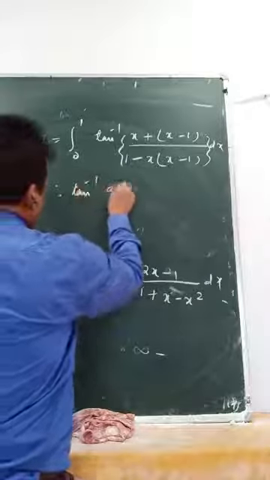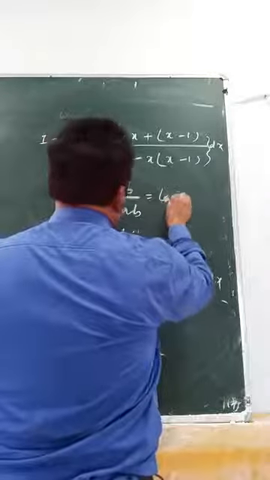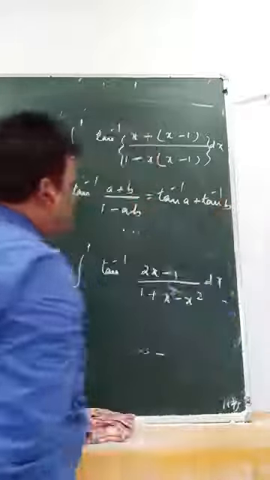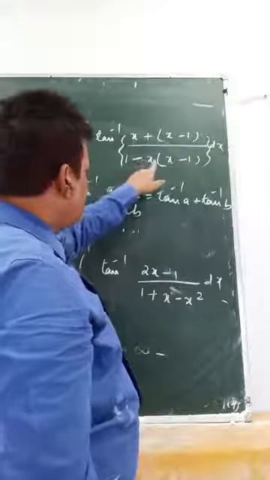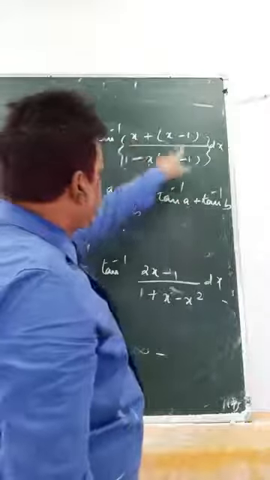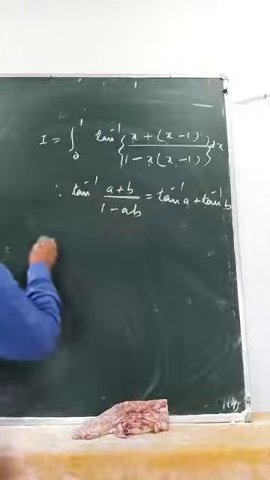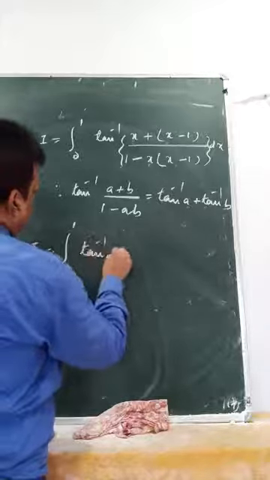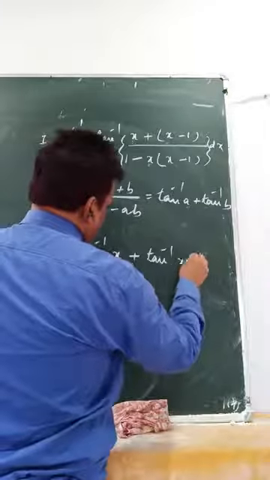So it is similar to tan inverse of (a plus b) by (1 minus ab), which is tan inverse a plus tan inverse b. This is the formula. What is a? A is x. What is b? x minus 1. So 1 minus ab. So it will be tan inverse a plus tan inverse b. So I became 0 to 1 tan inverse x plus tan inverse x minus 1.